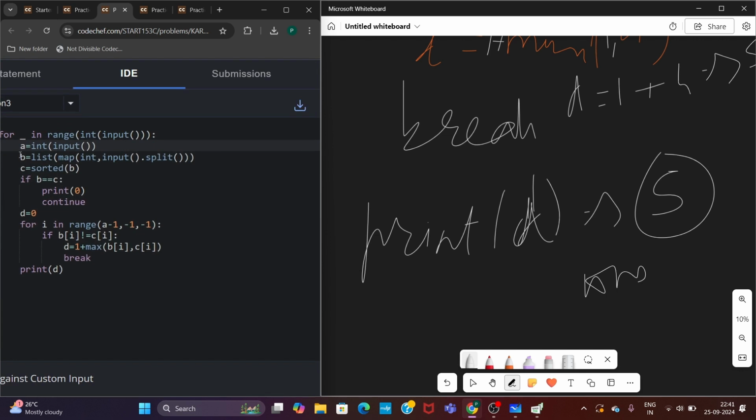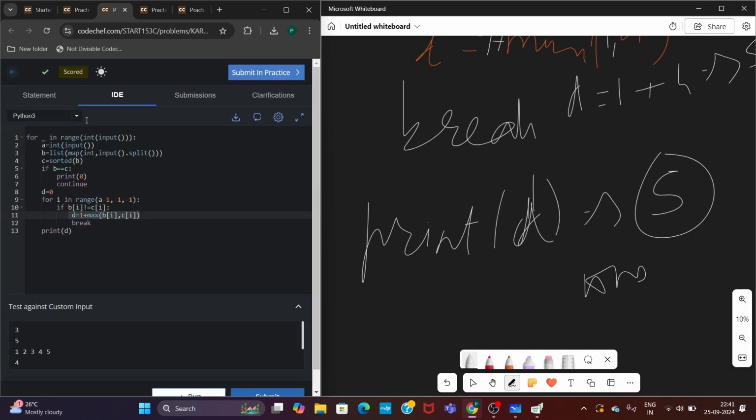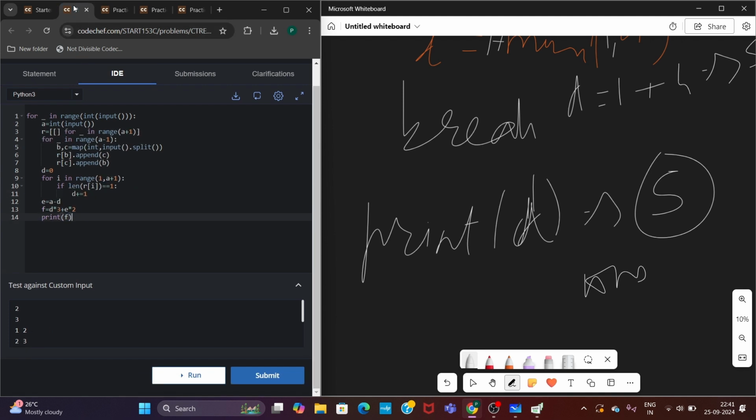First of all, we sorted the list and checked if it is already equal. If it is equal, we continue, and then we run a for loop in reverse order. If the last elements of both lists are not equal, we apply the formula of finding the maximum of the last elements of both lists and add 1 to it, then break the statement and print that element. Now let's move on to our next problem statement.